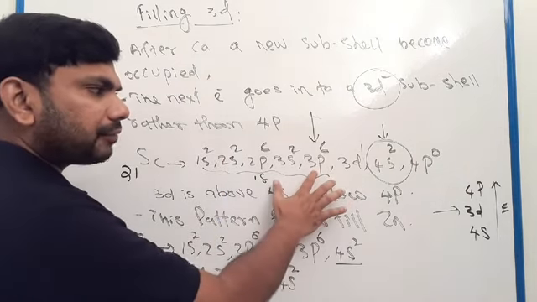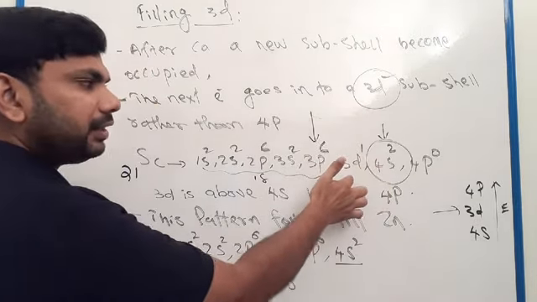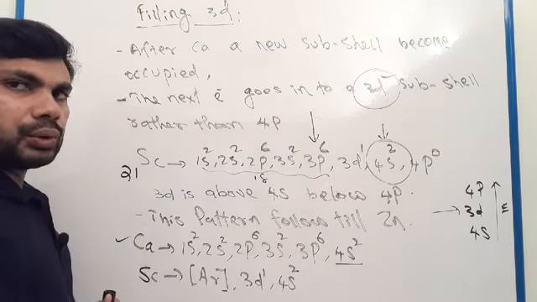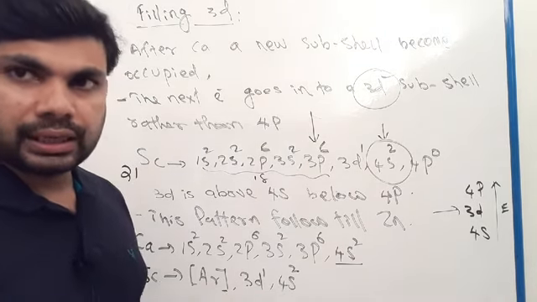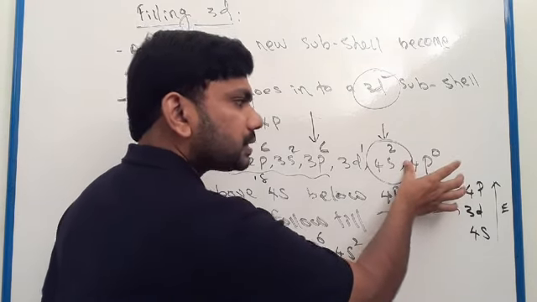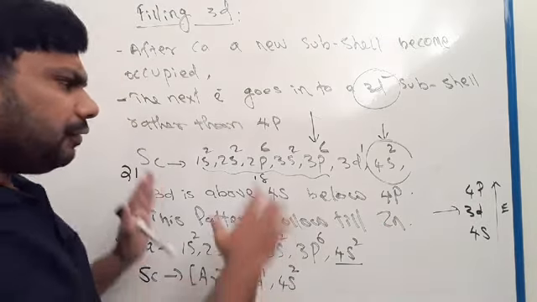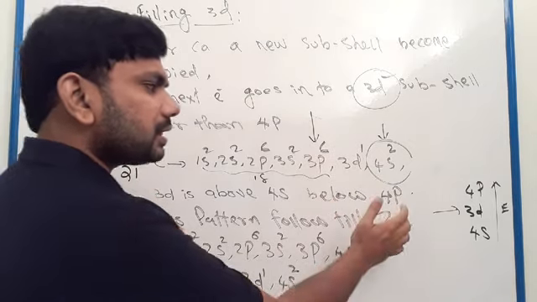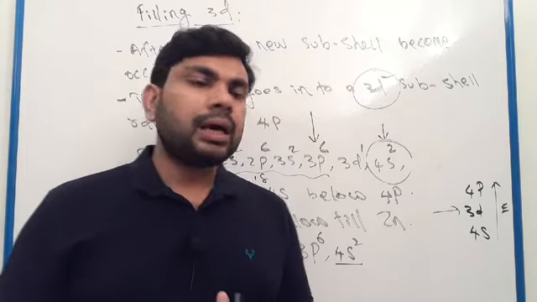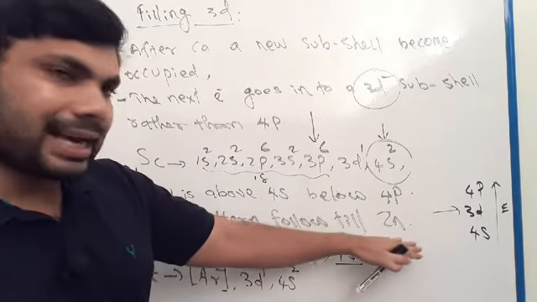For scandium, after 3p6 4s2 we fill 3d1. For titanium, 3p6 4s2, then 3d2. We fill electrons accordingly. Here 4p has no electron, so you can remove it. We have to follow this pattern till zinc: scandium, titanium, vanadium, chromium, manganese. We follow this method. Clear?